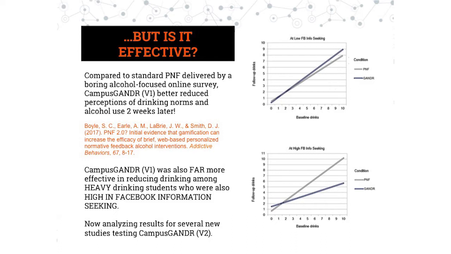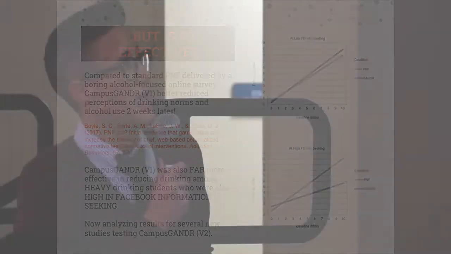These charts on the other side are for a paper that I'm working on and we haven't published yet, which is also from version 1. Students who did Campus Gander version 1 also did a survey that they didn't know was related to Campus Gander. In this survey, we took a bunch of personality measures. And one of the things that we measured was how much they use Facebook for information seeking. And what we found here was that Campus Gander beat regular PNF among heavy drinking students who used Facebook for information seeking. So students who were higher in that, Campus Gander was even more effective.